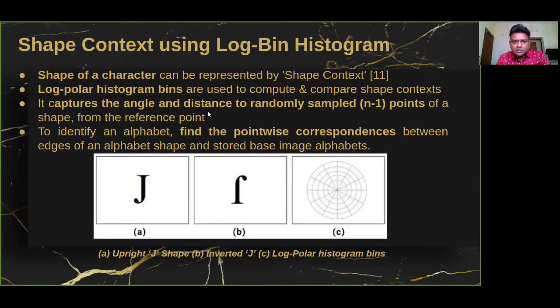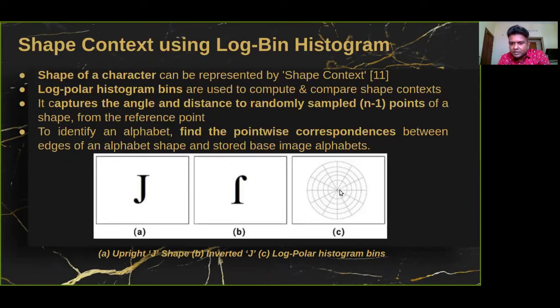So inversion detection hinges on an idea called shape context, which is a mathematical descriptor to represent the shape of a character. It's a log polar histogram bin like this. It will capture the angle and distance. Let's say this character J is inside this log polar histogram. We will do a random sampling of the edge points of J, take one reference point and throw lines to all other n-1 points.